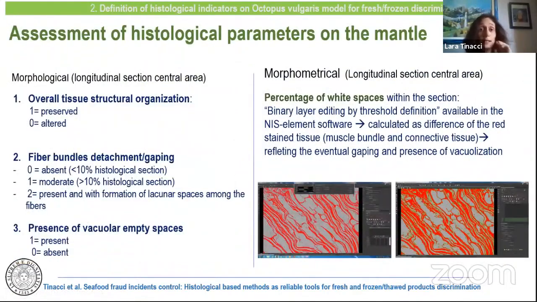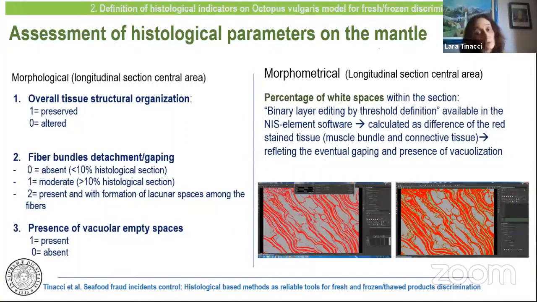Speaking briefly about the assessment of the histological parameter on the mantle, we applied more or less the same parameter that we identified for the Berluccius. So you can see the overall tissue structural organization, the fiber bundle detachment and gaping that is quite different from the other one, and it's like a spacing between the muscle fibers, and then of course the presence of vacuolar empty spaces within the muscle bundles.